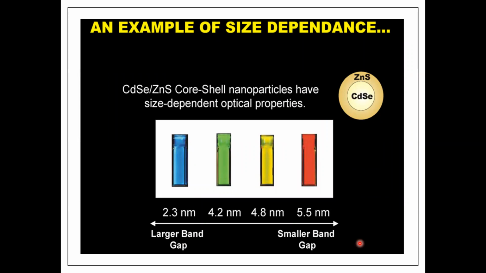You can manipulate physical properties, for example. So here is an example of cadmium selenide, zinc sulfide core-shell nanoparticles, with size-dependent properties. The core is cadmium selenide, zinc sulfide is the shell, and depending on the size, you can see that the color changes, that we are changing the band gap. So as you move from blue color to red, you're making the band gap smaller and smaller.